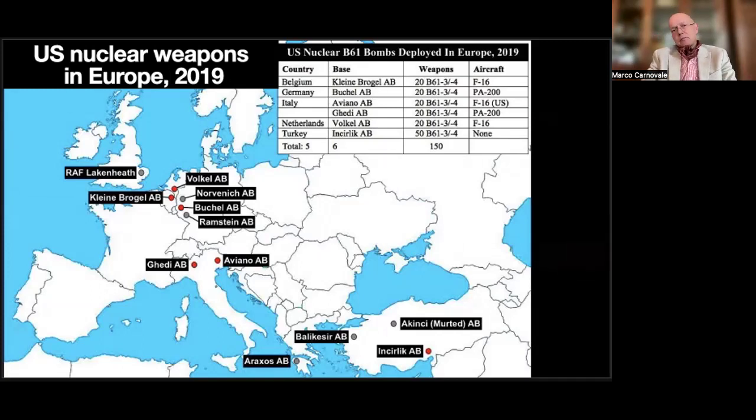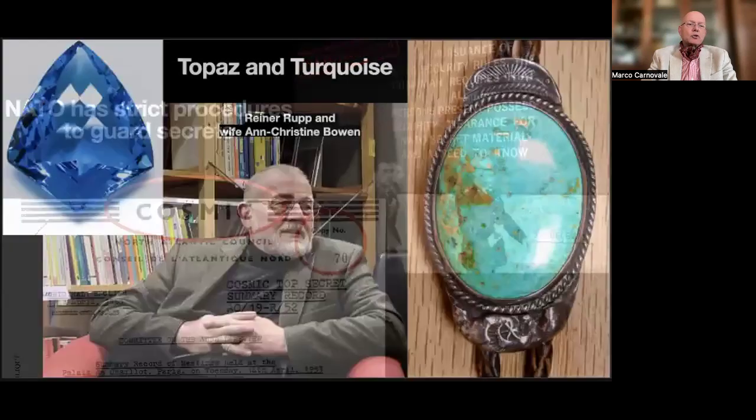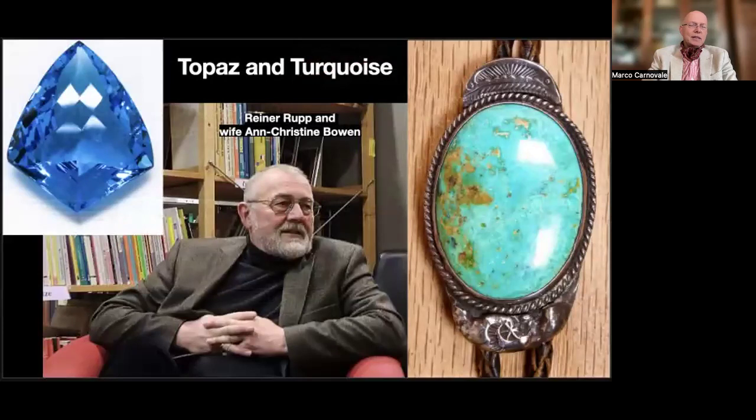I have spoken about secrets, and NATO, of course, has a lot of secrets, and there are procedures and all kinds of systems in place to protect these secrets. People who have access to them, when they have access, for how long they have access, and so on and so forth. And yet, there was a major breach of secrecy in NATO that I want to talk to you about now. And that is the story of Topaz and Turquoise. And these are not jewels like the ones you can find in the shop of this ship, but they are two spies that worked in NATO.